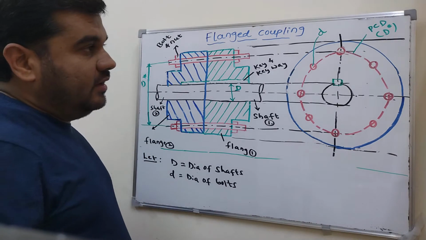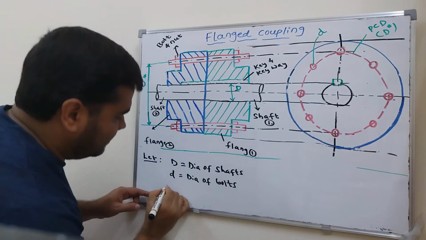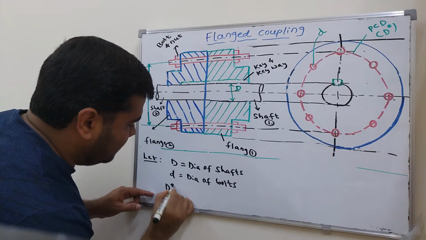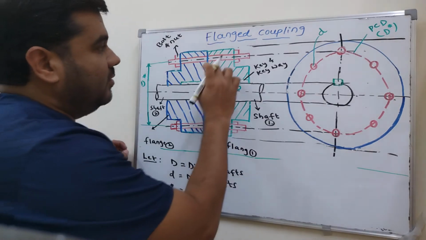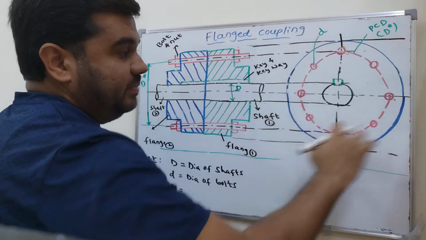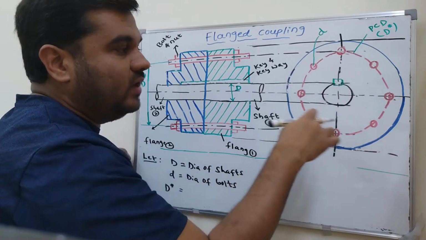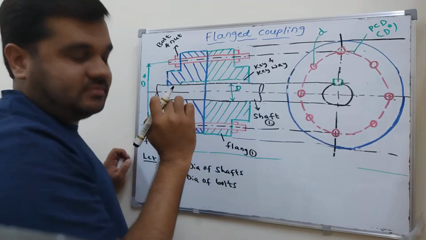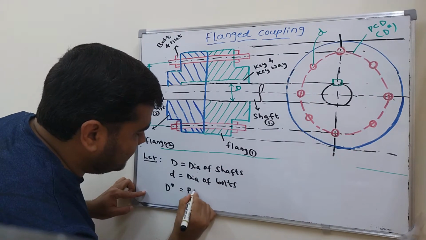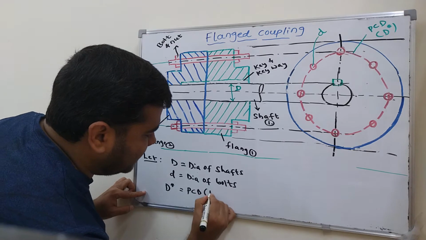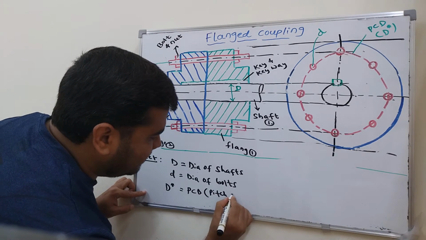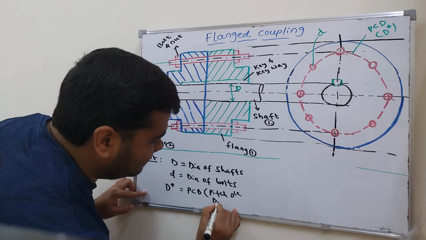Next, one more. What is capital D star? It is the pitch circle diameter, PCD. It is called the pitch circle diameter. On that circle you will drill holes and place n number of bolts. That is PCD, the pitch circle diameter.